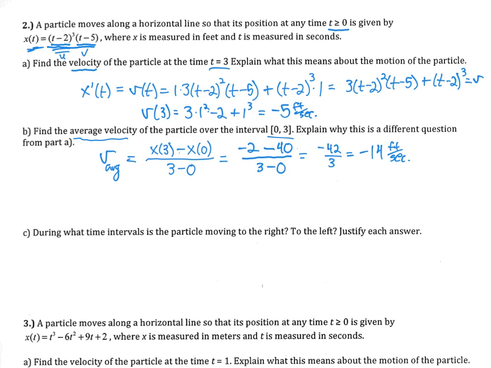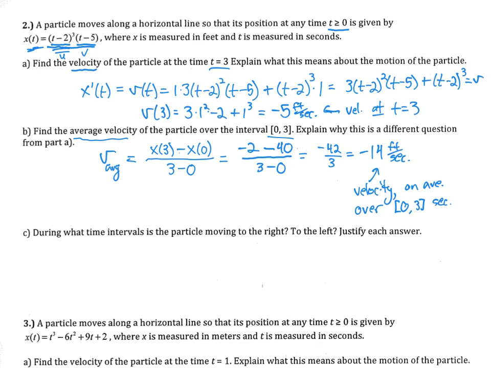So what this means is that this is the velocity on average over 0 to 3 seconds. Whereas this up here is the velocity at time 3 seconds.